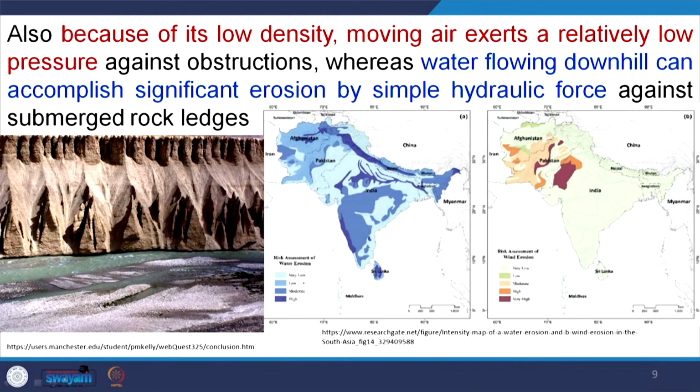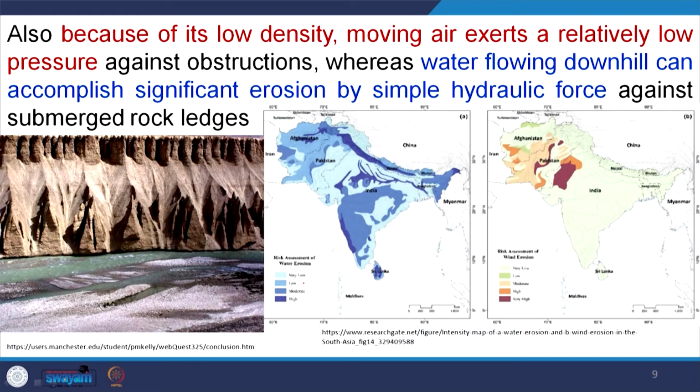Also, because of its low density, moving air exerts a relatively low pressure against obstructions, whereas water flowing downhill can accomplish significant erosion by simple hydraulic force against submerged rock edges. When we talk about fluvial geomorphology, we will talk about hydraulic action. Hydraulic action, or hydraulic force, means that only water is involved in erosion. There are no particles or rock fragments associated, only water alone.